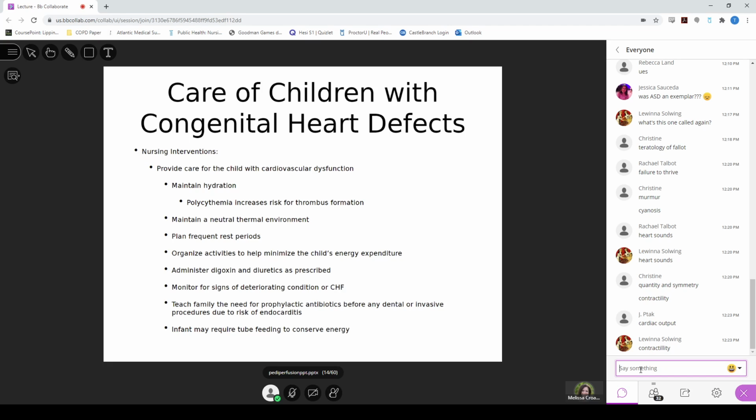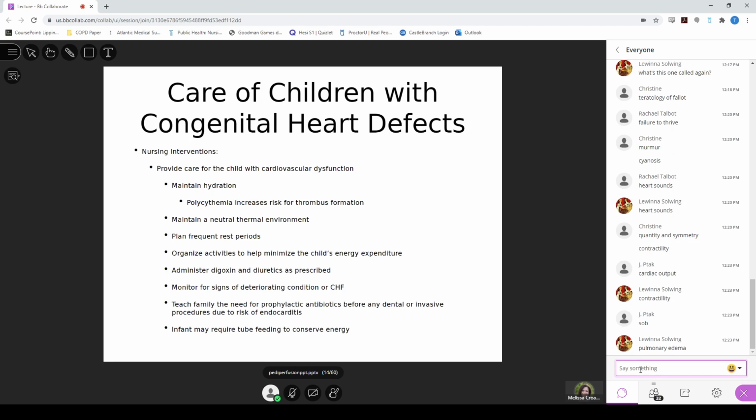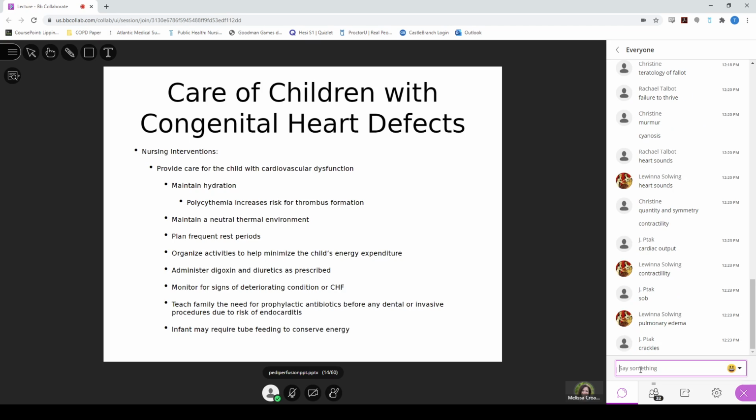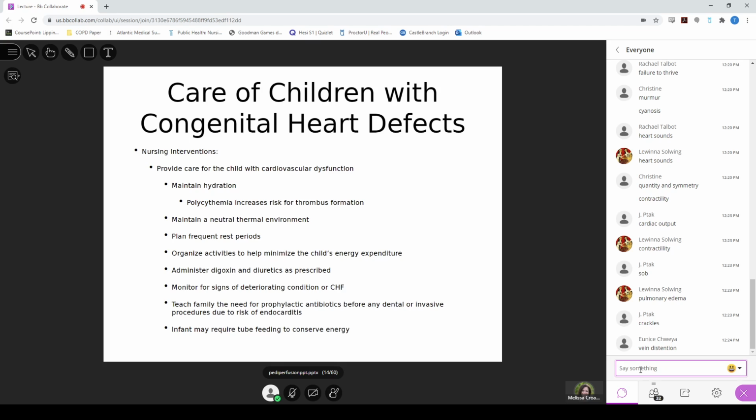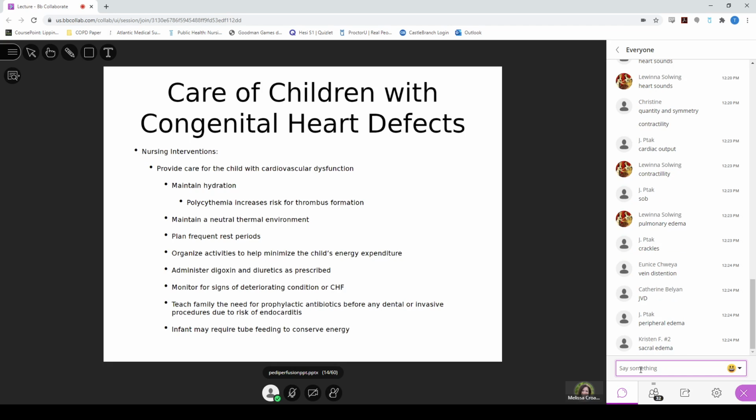And then you're monitoring your signs for deterioration of congestive heart failure, because you don't want them to go into congestive heart failure. And they're the same ones for adults. So what are some signs of congestive heart failure? It can be right or left sided. Shortness of breath, pulmonary edema, crackles, that's right. Vein extension. Yep. And edema in your extremities can also sometimes cause edema, and it can also cause ascites.